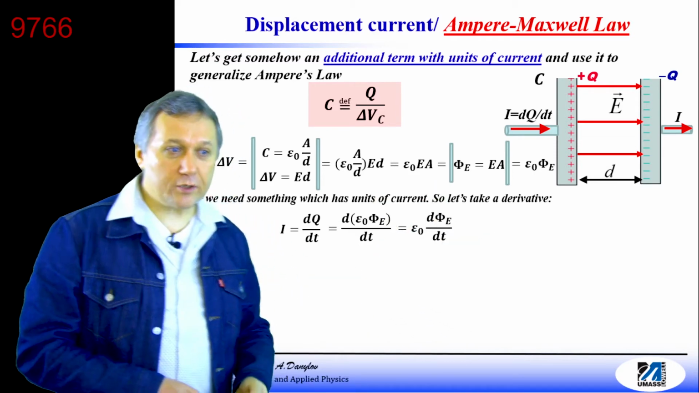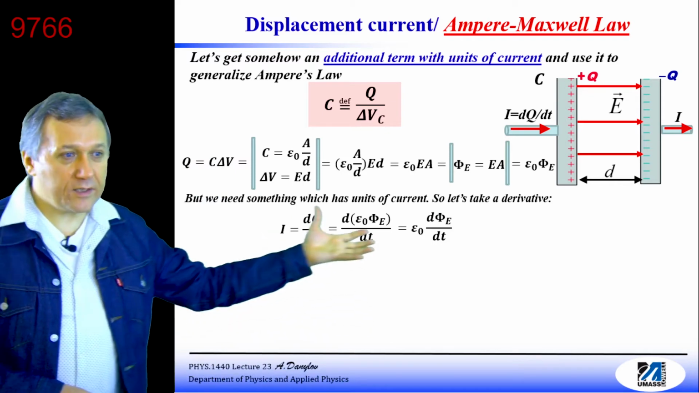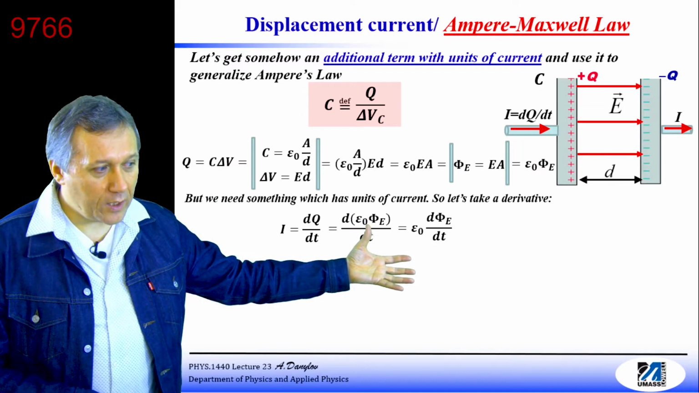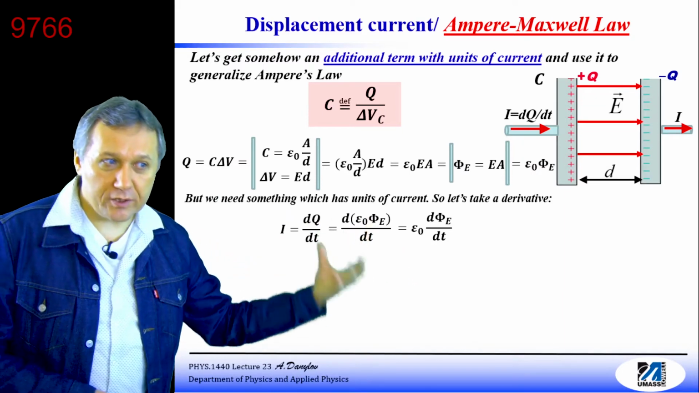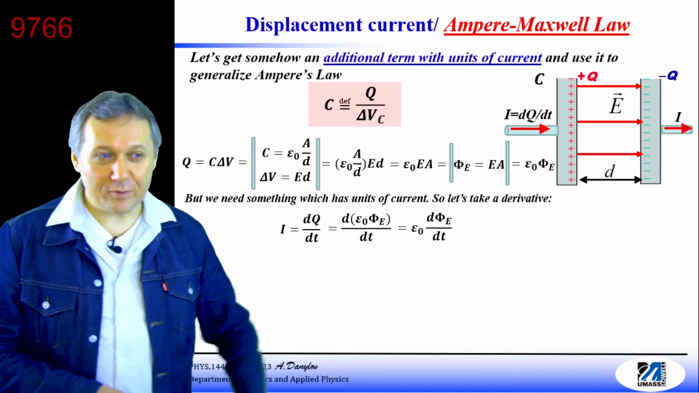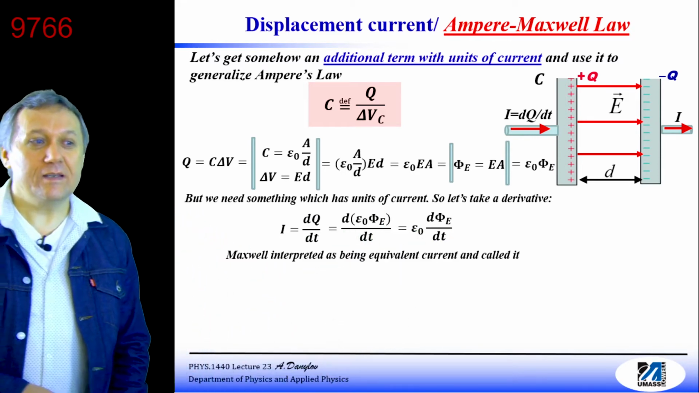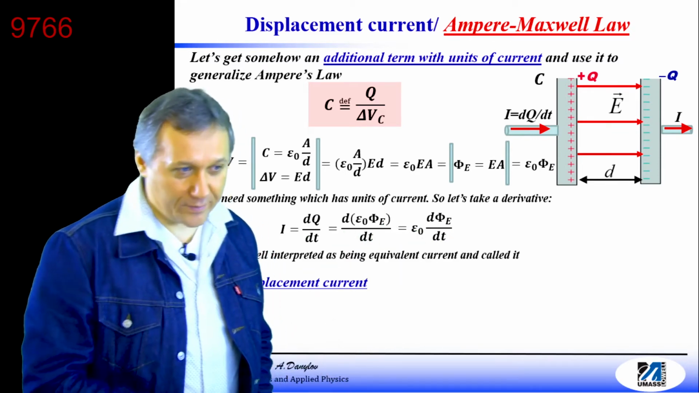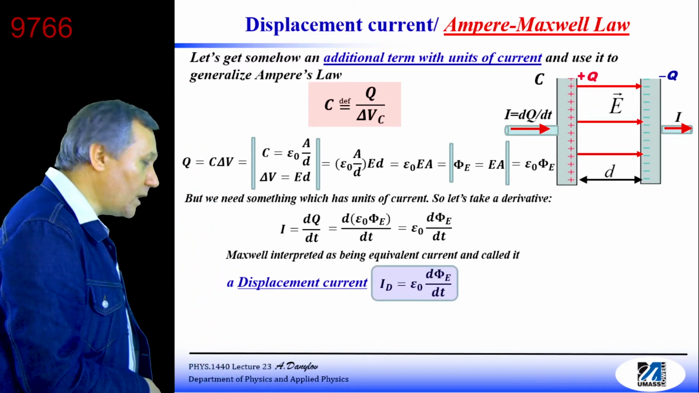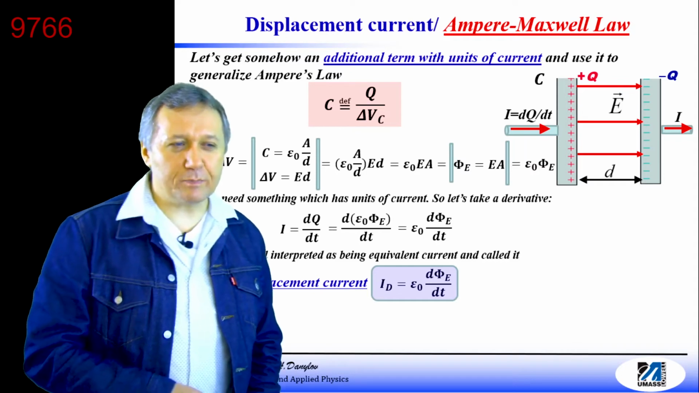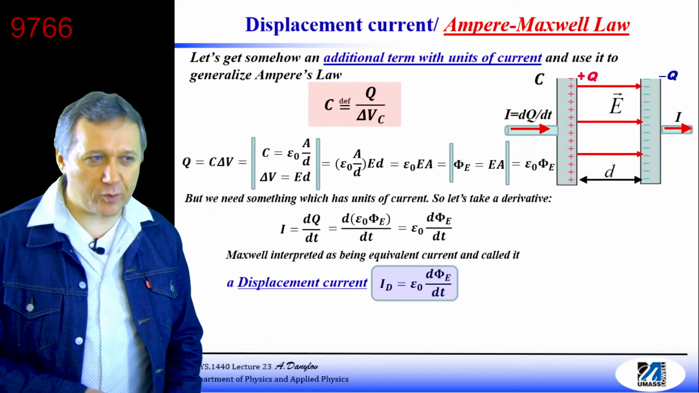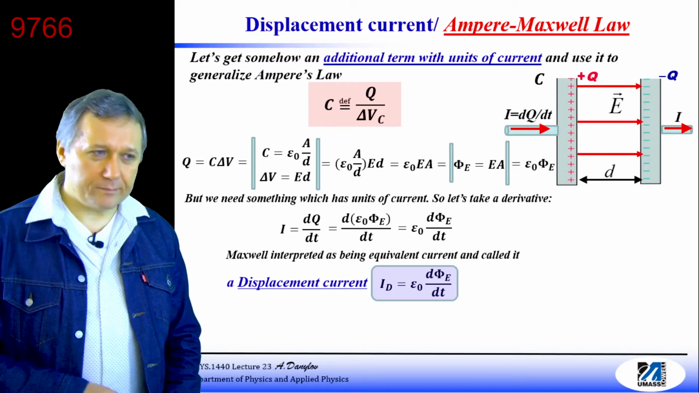Okay, so he got this term, and of course now this construction we've never seen in this course, right? So now what's the next step? We need to give it a nice or cool name. And the name for this term is a displacement current. Displacement current. Okay. If you think, what does it mean, displacement current?